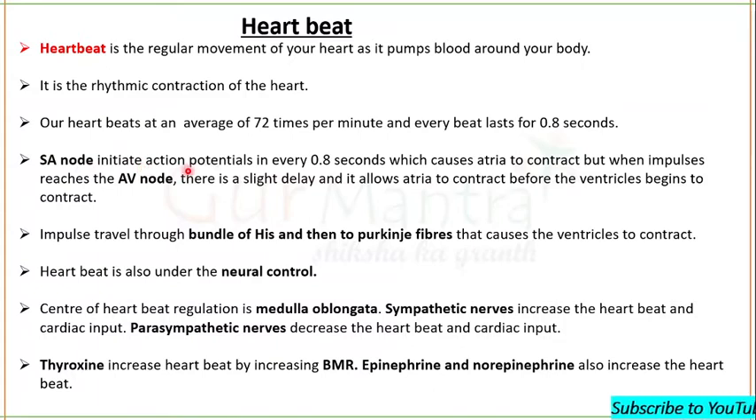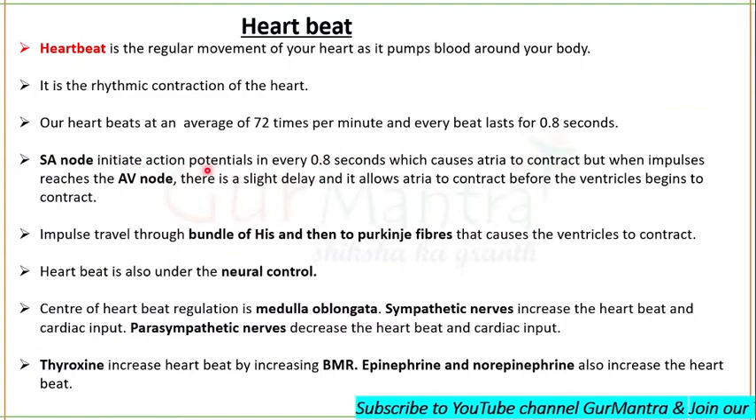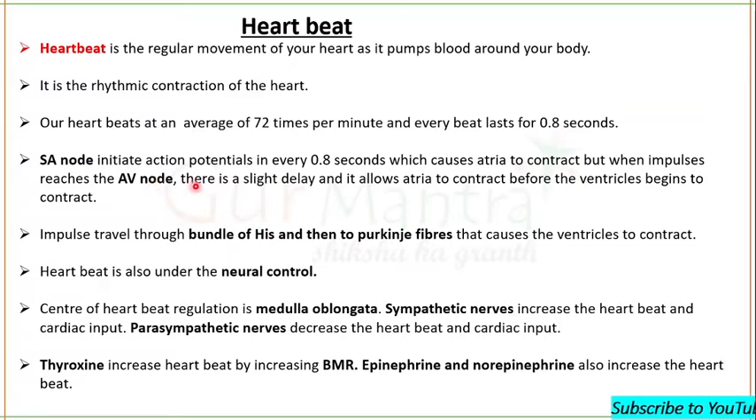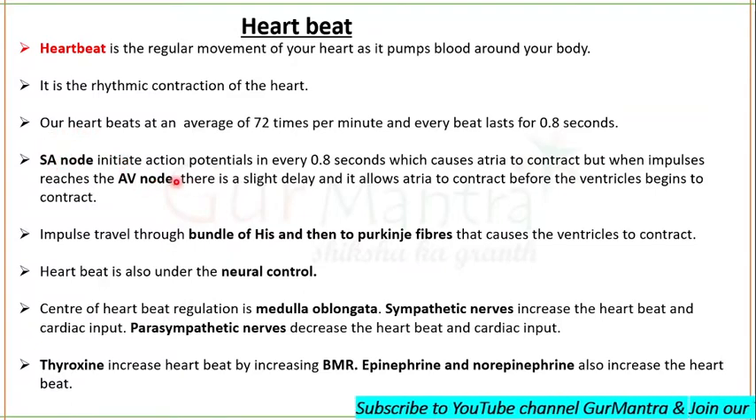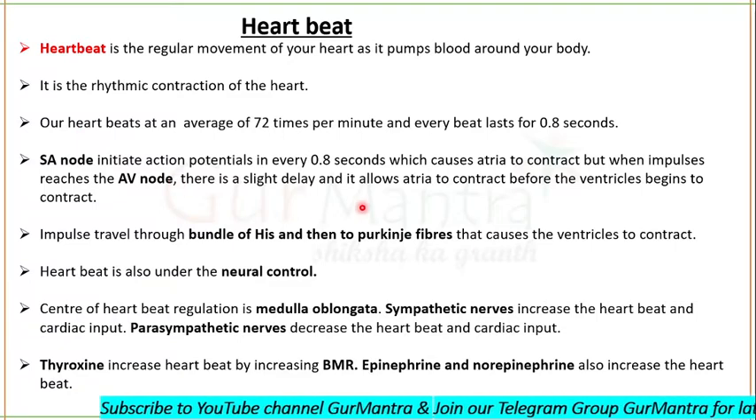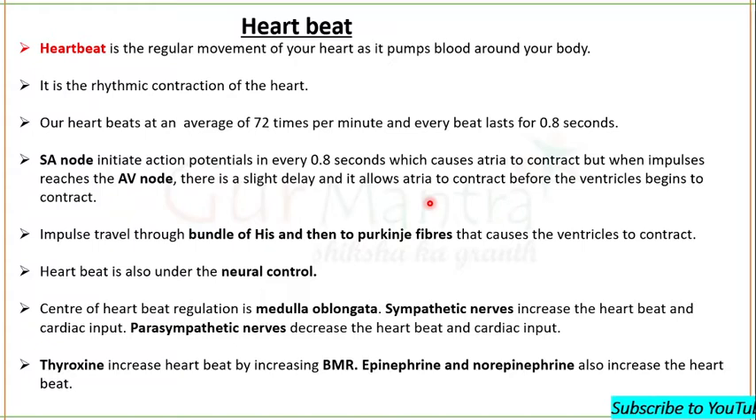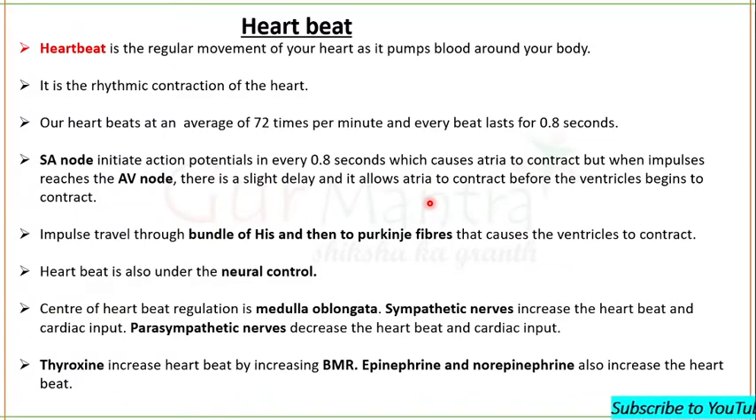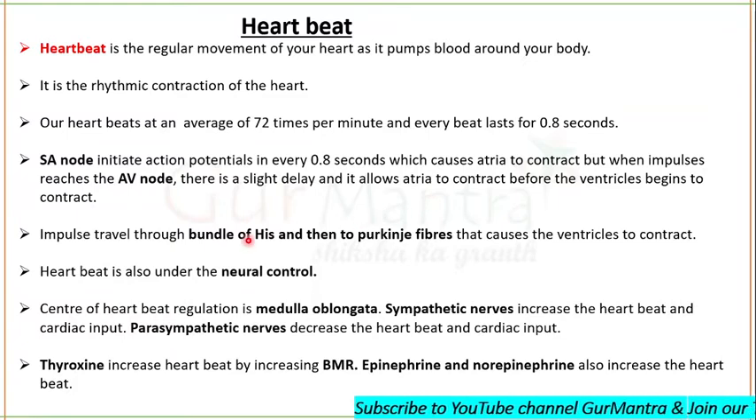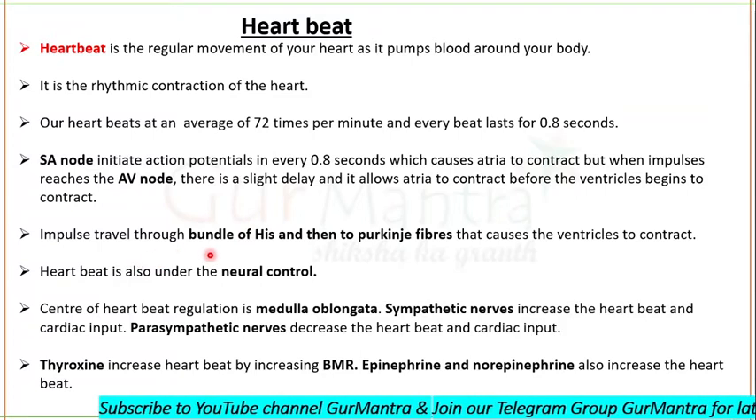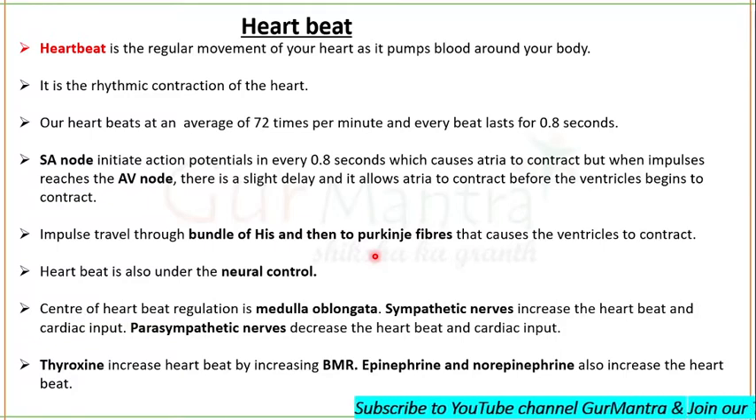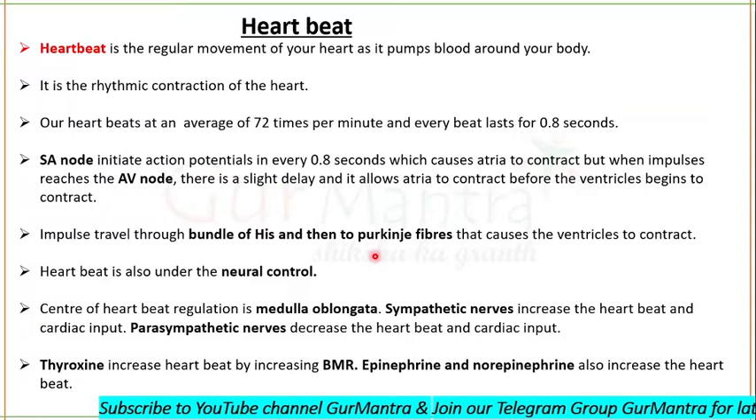The SA node initiates an action potential every 0.8 seconds, and this action potential causes the atria to contract. Then the impulses reach the AV node. When impulses are sent by the SA node to the AV node, there is a slight delay, and that delay allows the atria to contract before the ventricles begin to contract. Ultimately, from the AV node these impulses travel through the bundle of His and then to the Purkinje fibers, which cause the ventricles to contract. So we know that during a heartbeat, our two atria and ventricles contract.